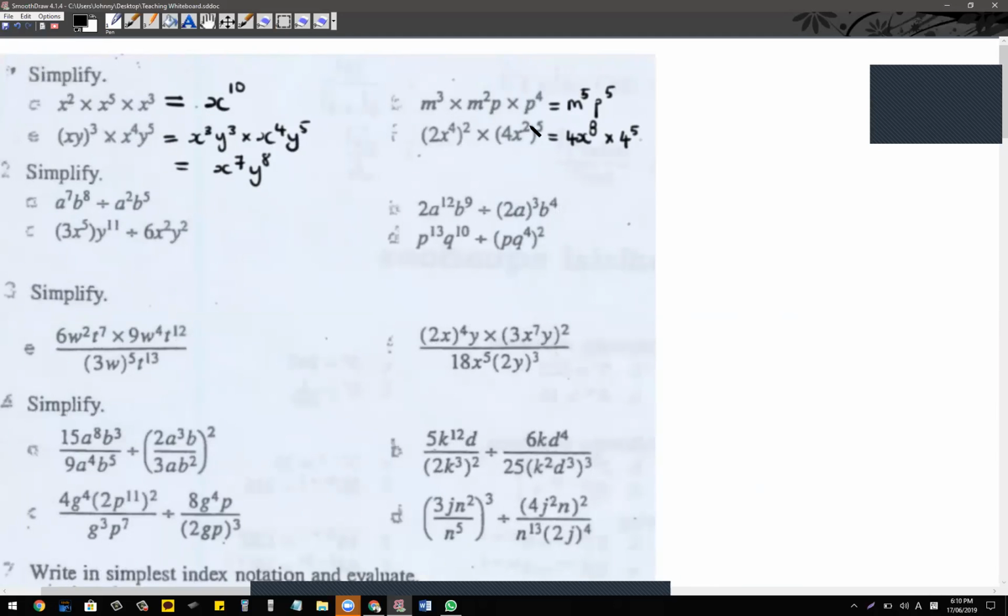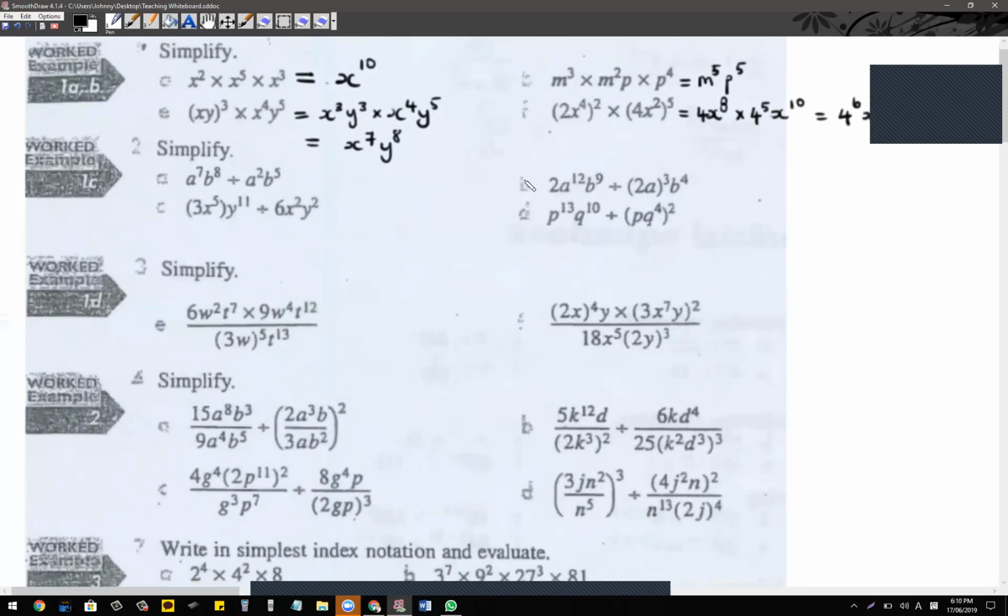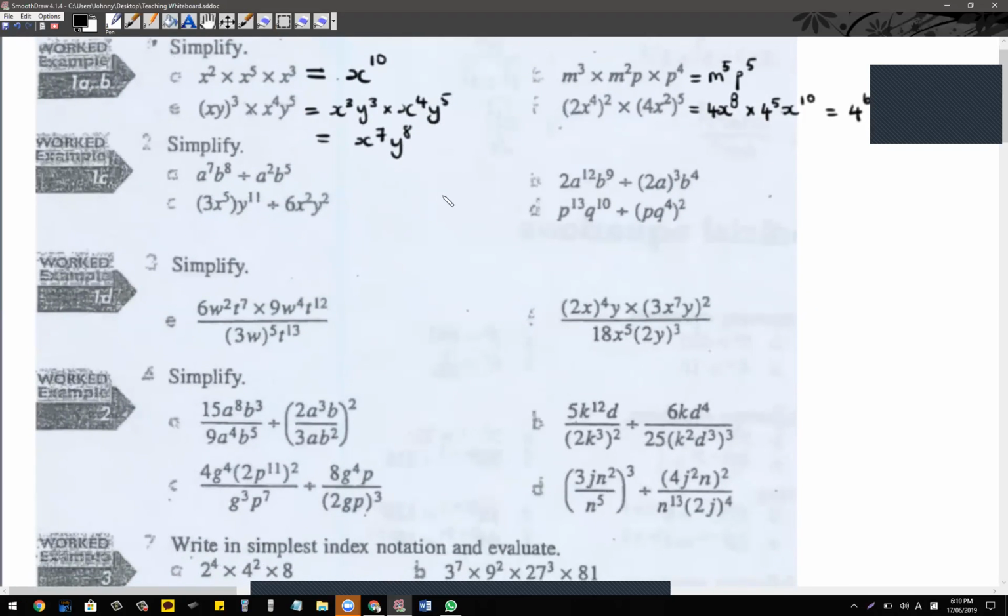In that case, you need to multiply, right? Not add them. So this is equal to 4 to the power of 6, because there's another 4 there, and x to the power of 18. Okay, so that's clear enough. Let me know if there's any question.